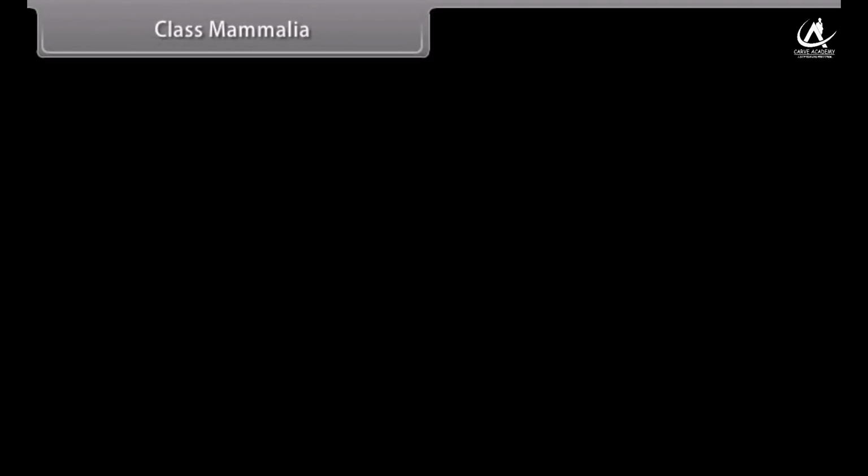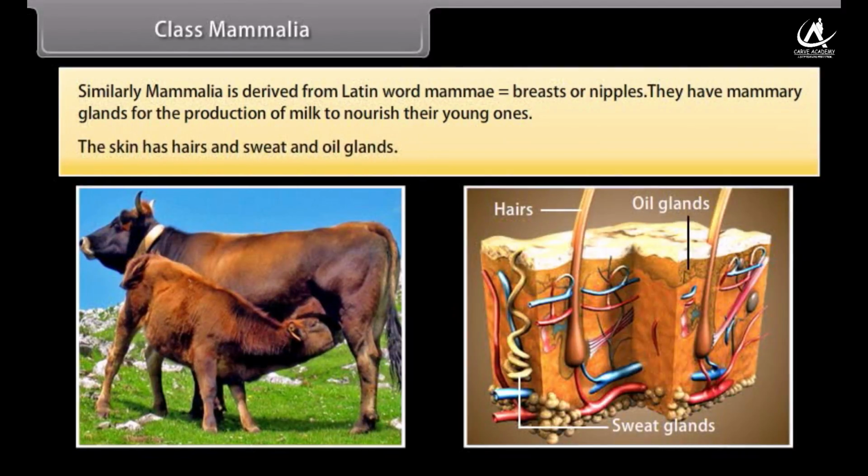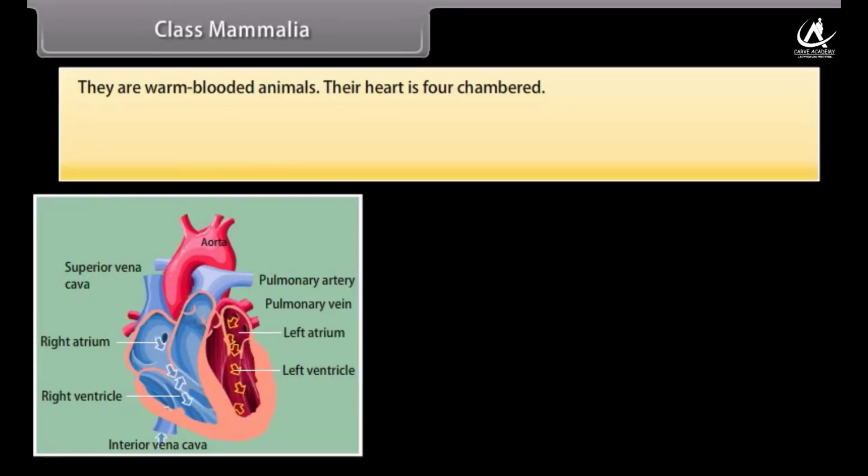Class Mammalia. Similarly, Mammalia is derived from the Latin word mamma, which means breasts or nipples. They have mammary glands for the production of milk to nourish their young ones. Their skin has hairs and sweat and oil glands. They are warm-blooded animals. Their heart is four-chambered.